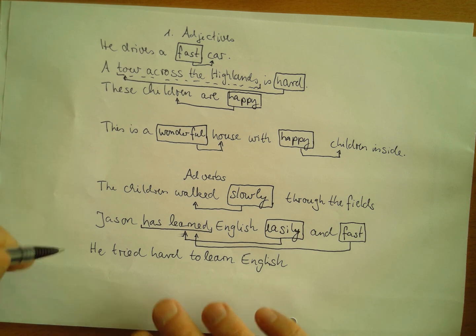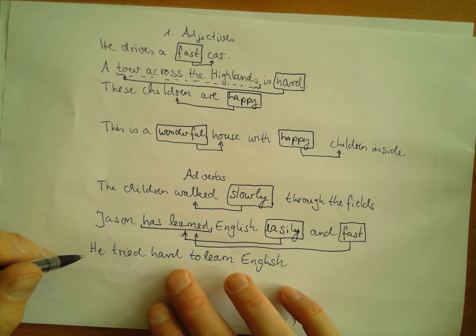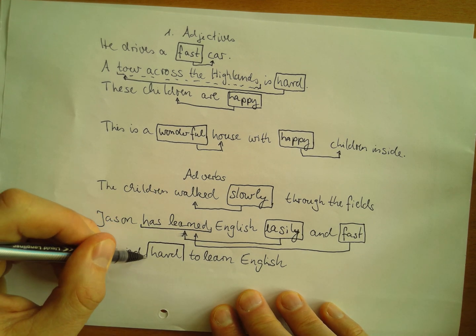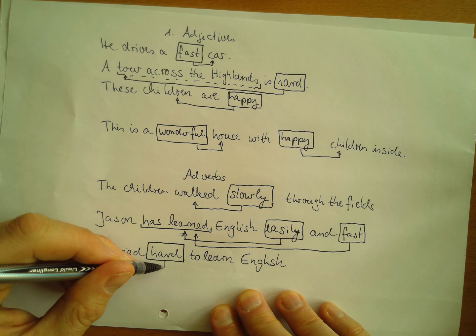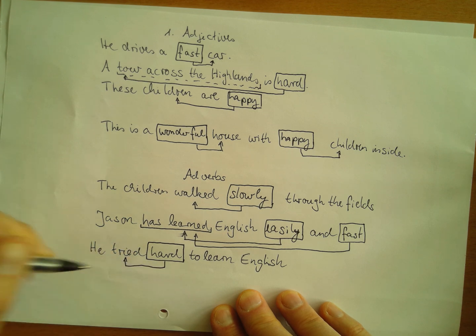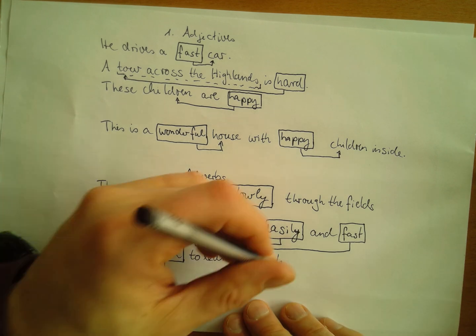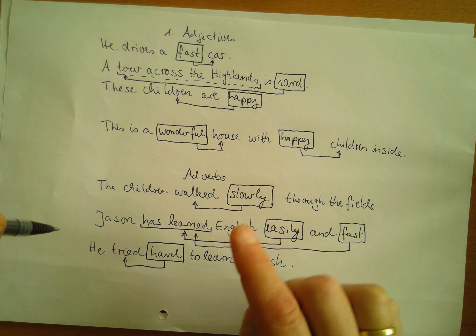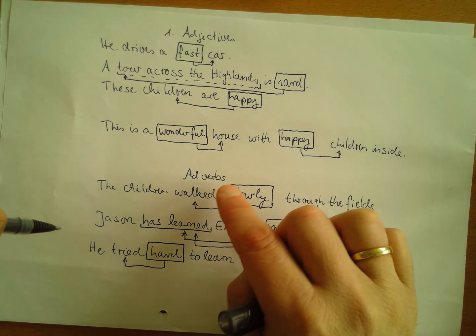Let's have another one. He tried hard to learn English. Here, hard is the adverb form. Again, it is related to tried. How did he try to learn English? He tried to learn English hard. So you see, it relates to an action. That's why it's called an adverb. It is related to a verb form.